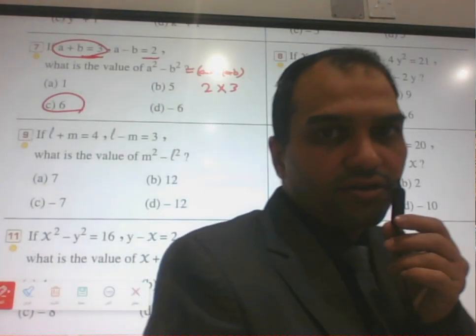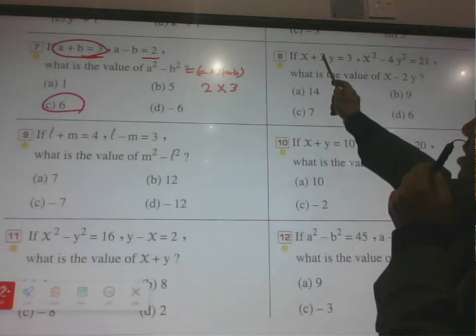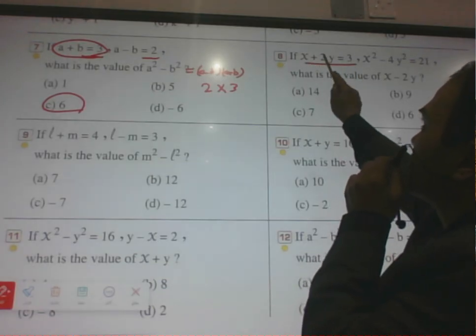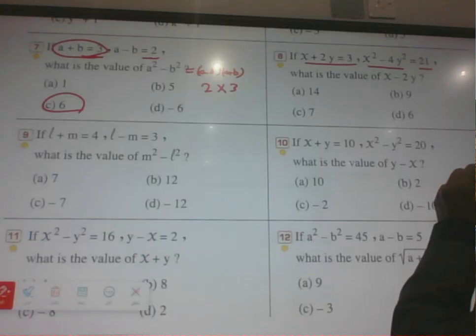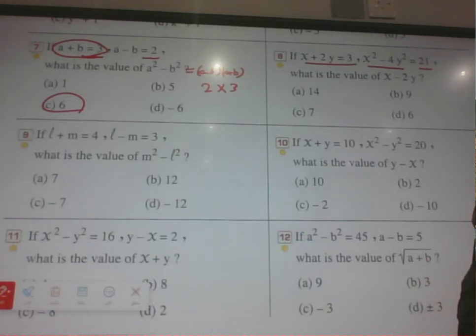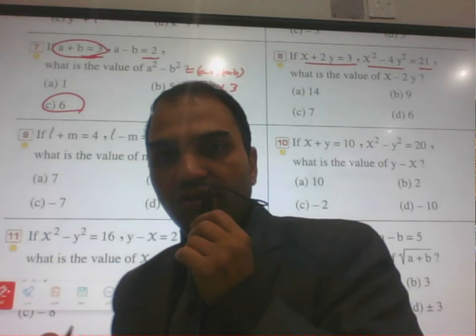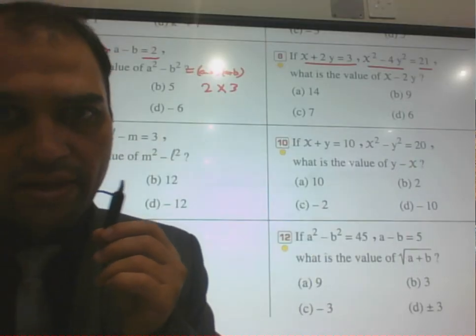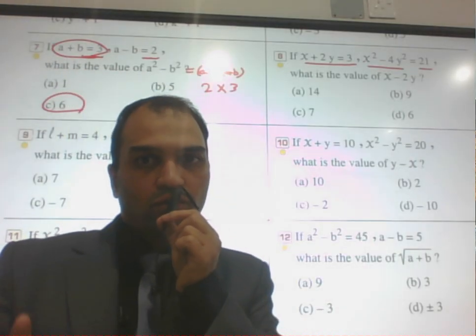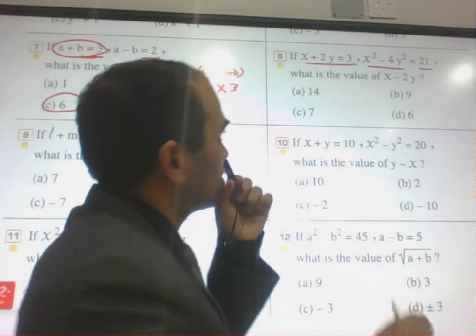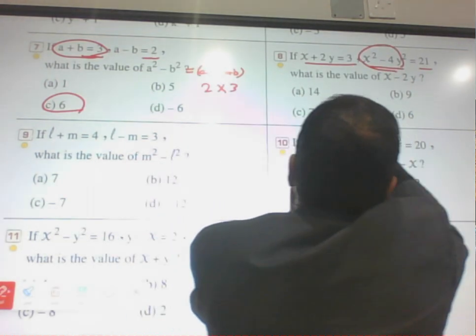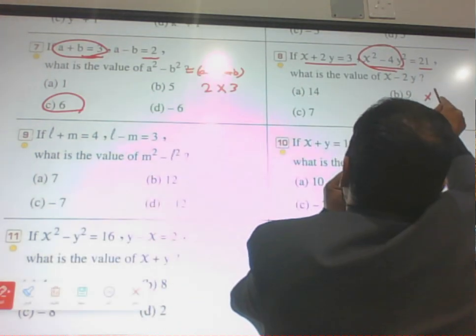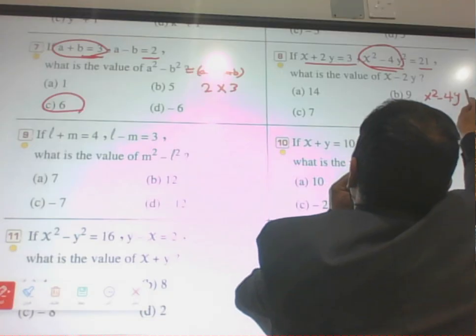And next question here, number 8. If x plus 2y equal 3 and x power 2 minus 4y power 2 equal 21, what is the value of x minus 2y? In this example, we can factorize the expression. Okay, x power 2 minus 4y power 2. We can factorize this expression. Okay, I will solve this example. x power 2 subtracted by 4y power 2.